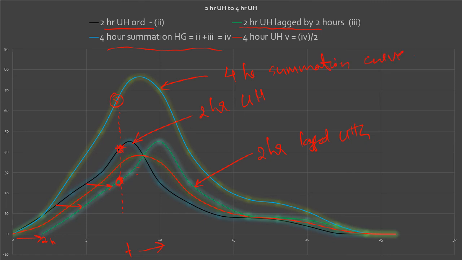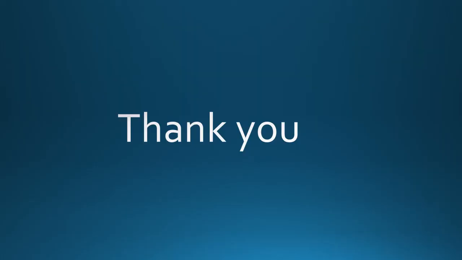Now after that, to find the required unit hydrograph, we will divide the 4-hour summation curve by 2. That is, you will divide the coordinates of this curve by 2. That is, 2 is the runoff depth of the summation hydrograph. So divided by 2, you will get the required unit hydrograph, that is shown as this red line. This is the unit hydrograph of 4-hour unit duration. So that is the required curve. Thank you.